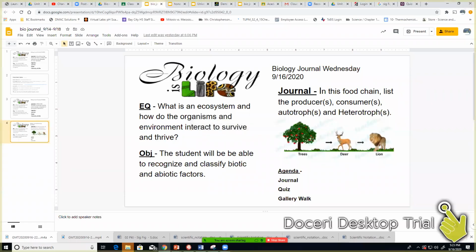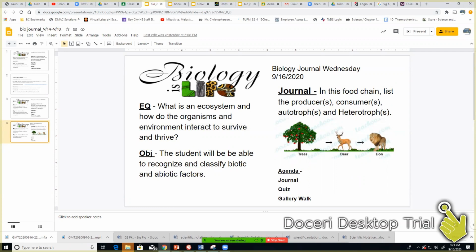Alrighty, we got biology for Wednesday, 9/16, same EQ as before. So, of course, a new journal question that kind of goes back to what we talked about yesterday in our notes. So, the first one, I want you to list or to label these.